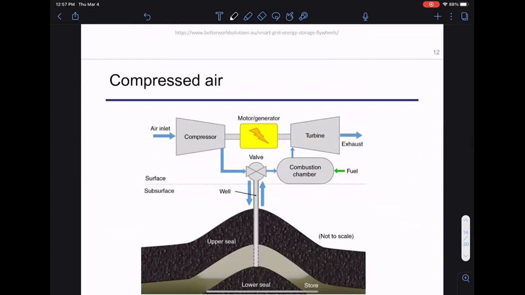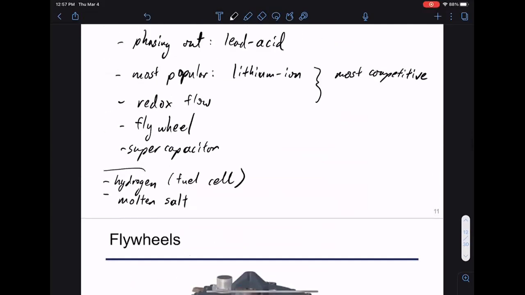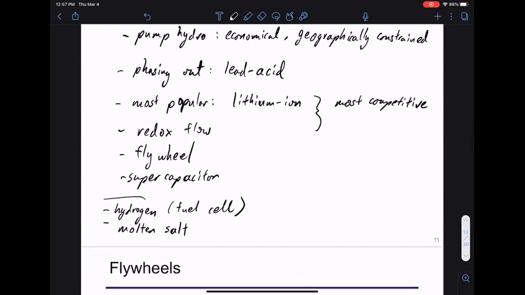Then we have compressed air. Compressed air is where you store compressed air underground. Again, you can pull power out of that. But this is more similar to molten salt in some sense.